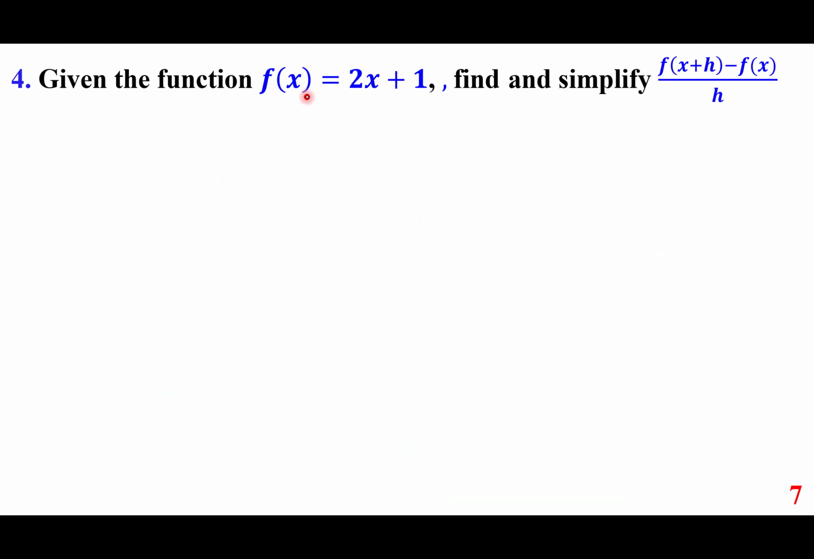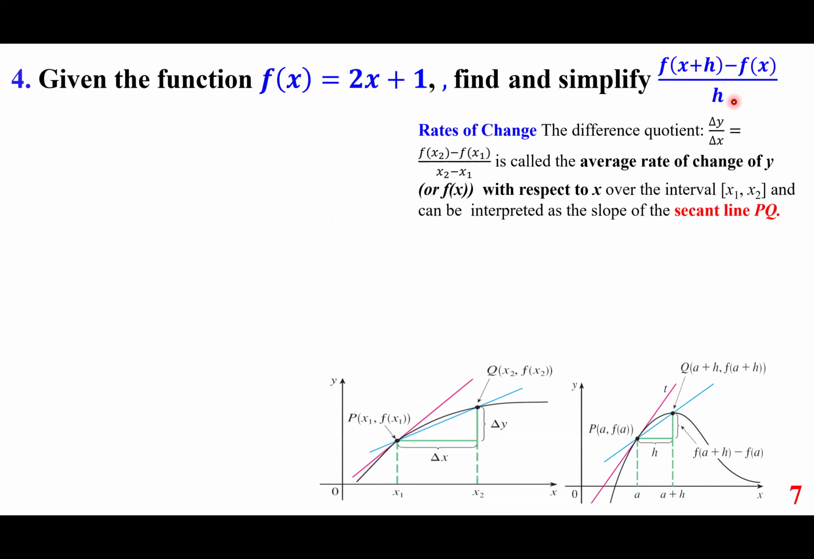Given the function f of x equals 2x plus 1, find and simplify f of x plus h minus f of x over h. And I want to discuss that: rates of change. Look at this curve. You pick 2 points and connect them. This blue line is called the secant line.